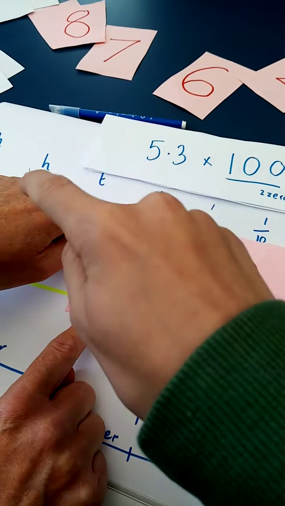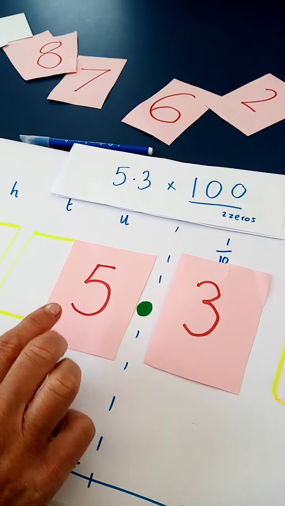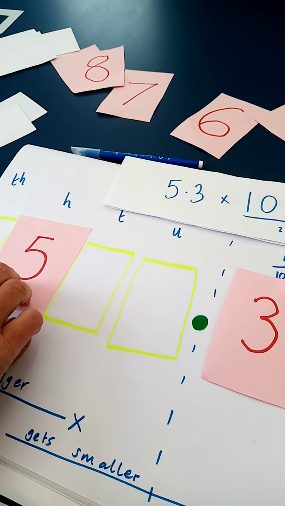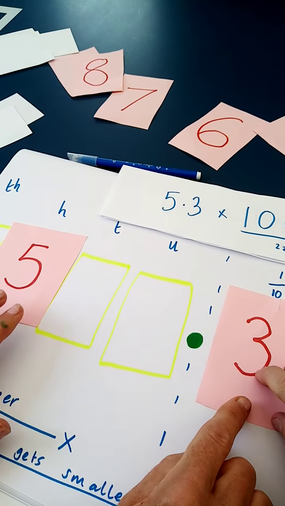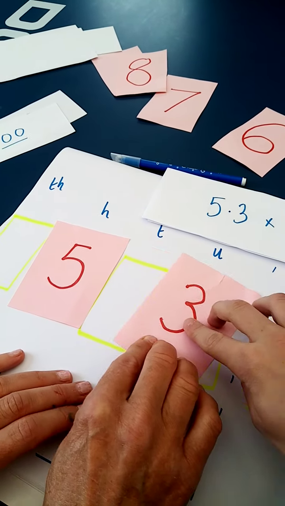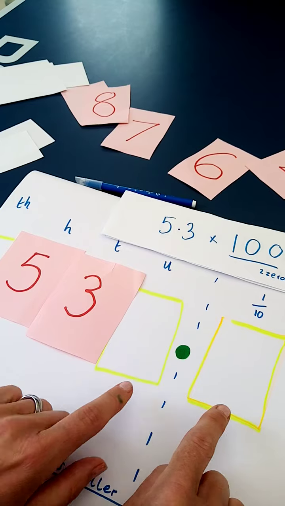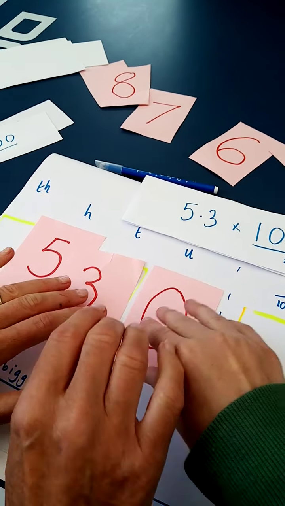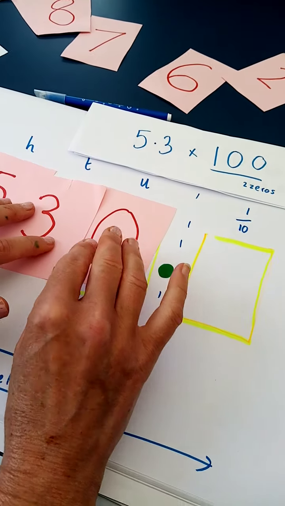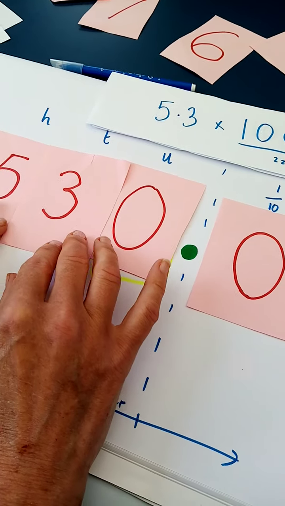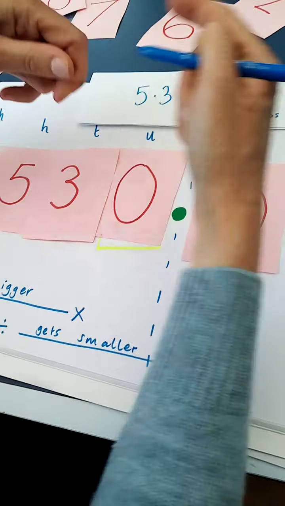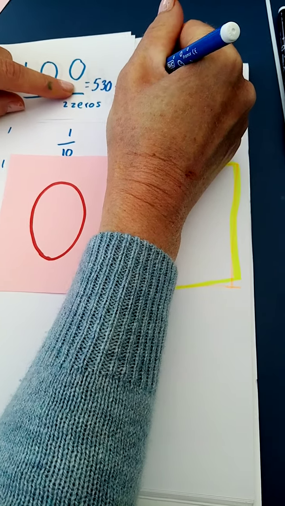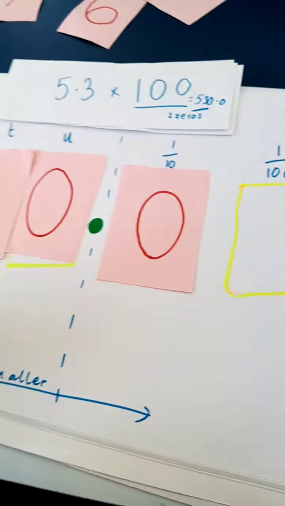My 5 is in the units. I'm going to move it two places. 1, 2. I'm then going to move the 3 two places. And in those missing spots, in come my zooming zeros. So my answer is 530.0. Or you could just write 530.